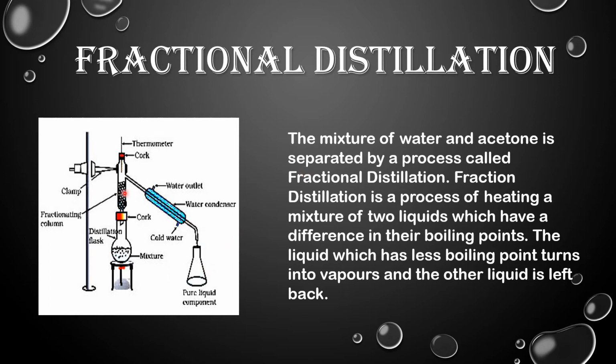Now see the diagram. Thermometer is there, cork is there, water condenser is there, water outlet is there within the water condenser, and the cold water passing pipe is also there. A round bottom distillation flask is there. A mixture has been taken within this. A cork is also there in the mouth of this flask.